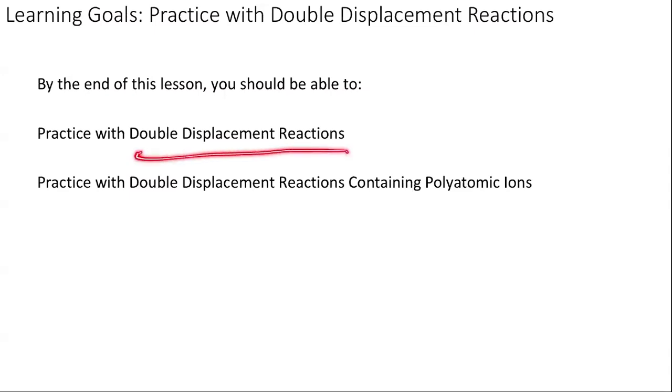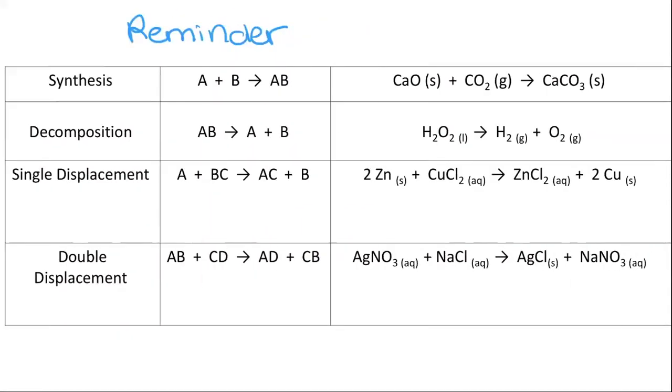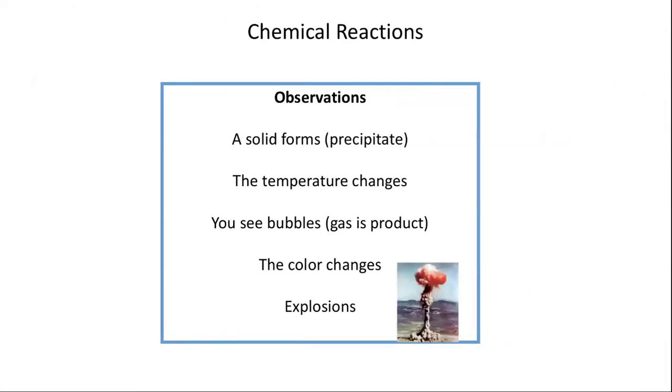In this video, we're going to talk about double displacement reactions and double displacement reactions containing polyatomic ions. This is just a reminder: in a double displacement reaction, A will end up with D and B will end up with C. It's a double displacement.